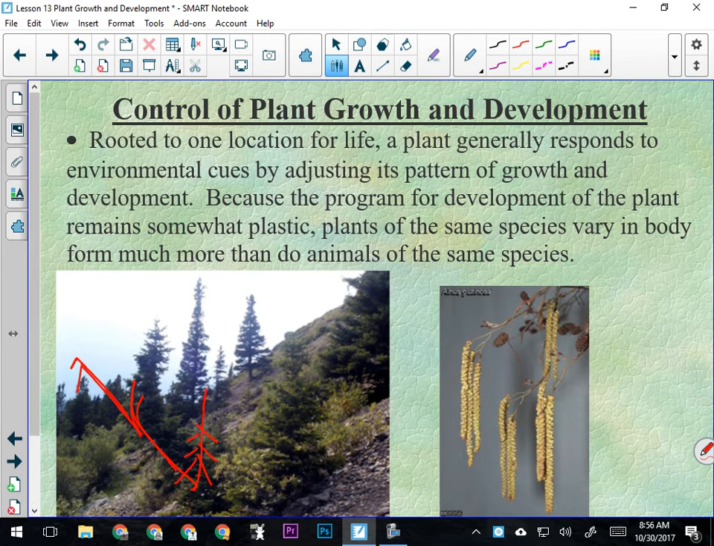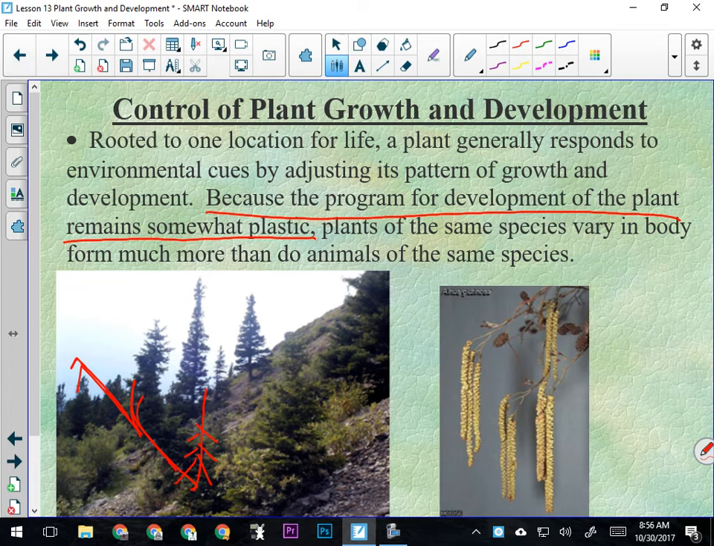Okay, so like we were saying, the big thing is that the program for development of the plant remains somewhat plastic. That means you can reshape it. Plants of the same species can vary in body form much more than do animals of the same species. Our final shape is genetically predetermined. Ten fingers, ten toes, two ears, two eyes, all that kind of stuff. Growing in a different environment is not going to make me suddenly have four fingers on each hand instead of five.